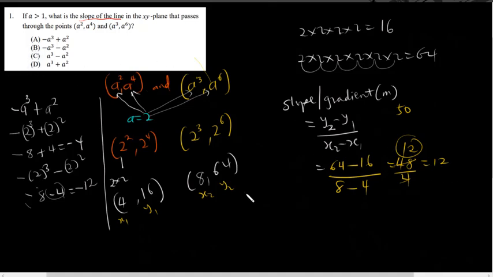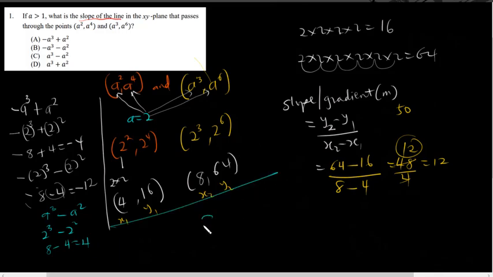Let me check the C too. The C, I have a cube minus a squared. So I have 2 raised to the power 3 minus 2 raised to the power 2. 2 to the power 3 is 8. 2 to the power 2 is 4. 8 minus 4 is 4. That is also incorrect. So of course that makes D the correct option.